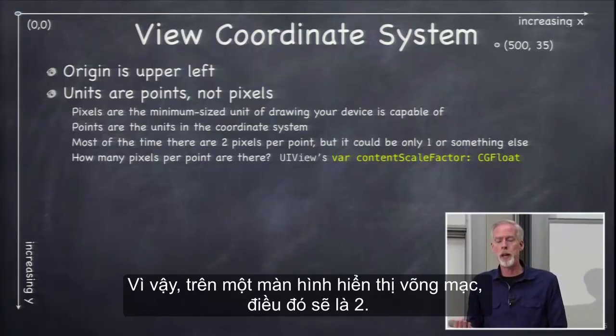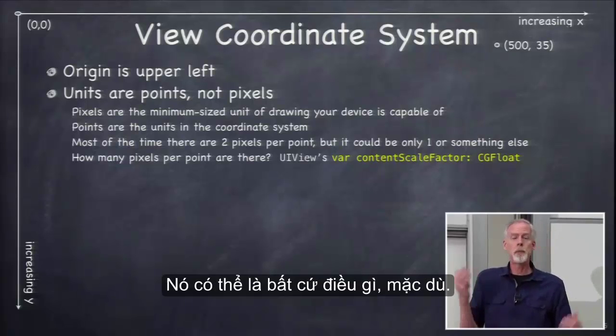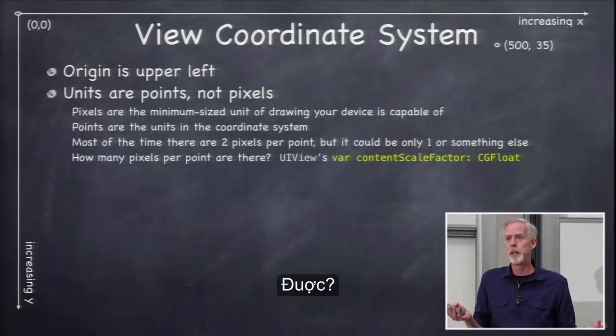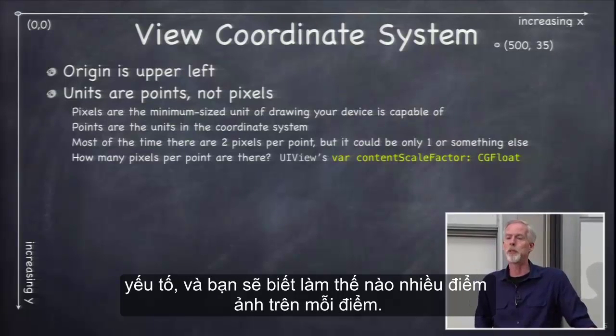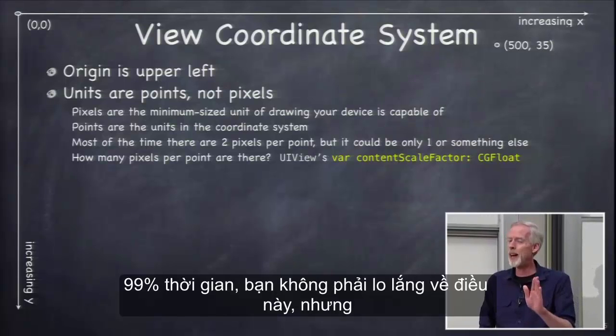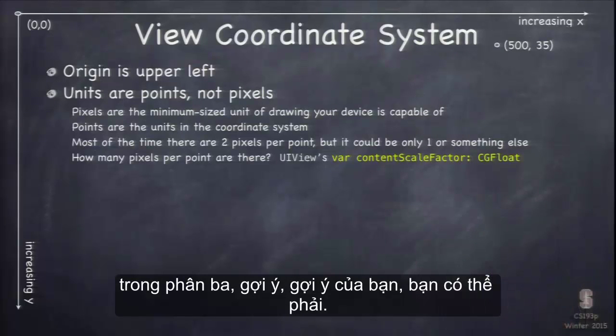So on a Retina display, that's going to be 2. On a non-Retina display, that will be 1. It could be anything, though. Okay? So you shouldn't write your code assuming it's 2 or 1. You should just get the content scale factor, and you'll know how many pixels per point. Okay? 99% of the time, you don't have to worry about this, but in your assignment 3, hint, hint, you might have to.